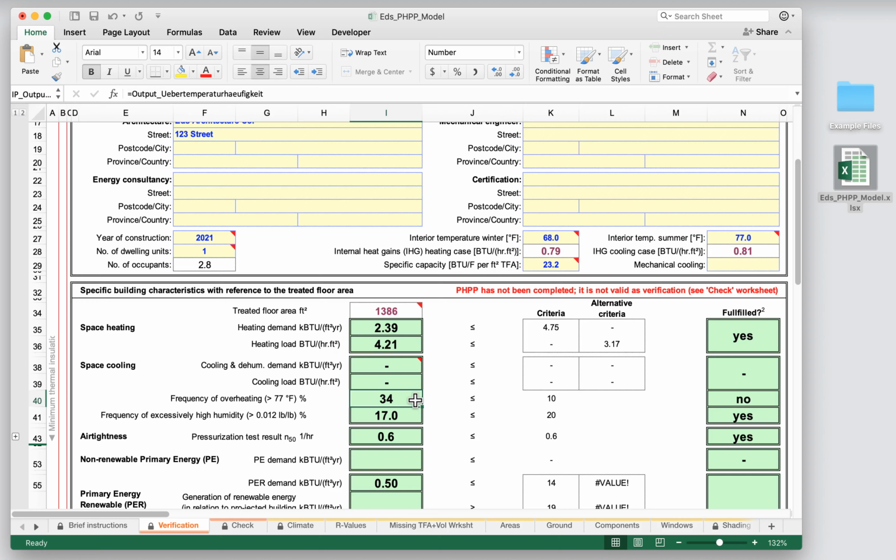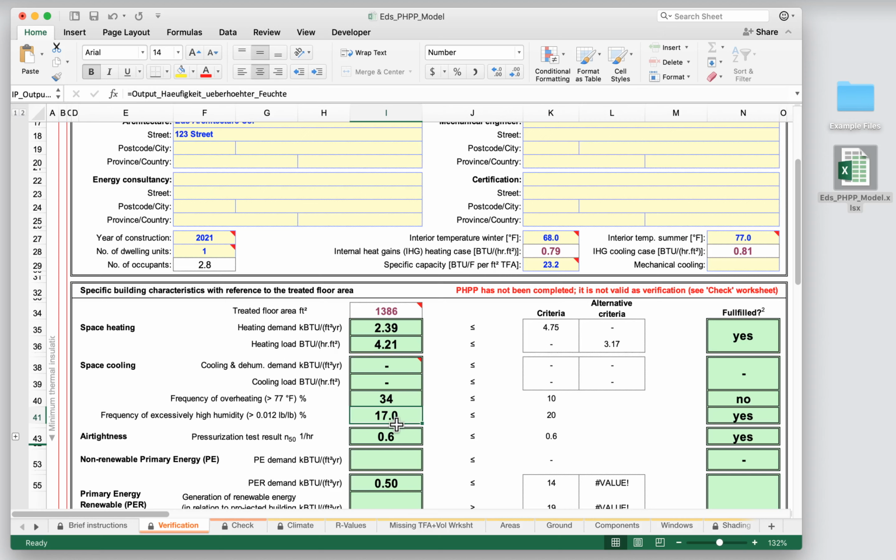So 34% of the time period is projected to be overheated above 77 degrees in my building, and an overly humid condition of 17%. So 17% of the time period is above that humidity threshold. So my building, the way I've built it, is really hot and really humid. These numbers are not very good.